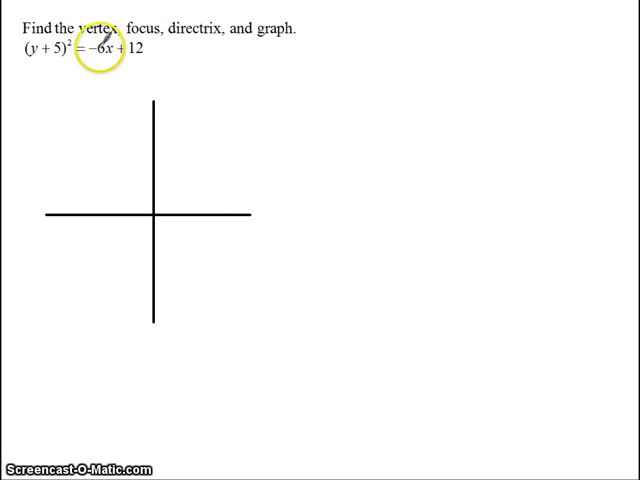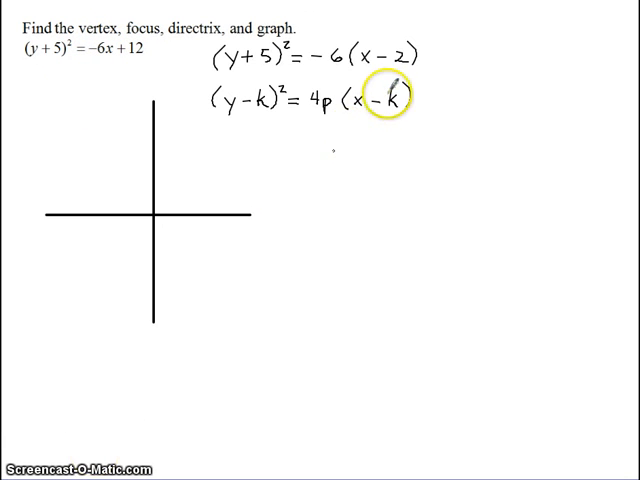In order to make the comparison, first I need to factor out -6. So let's go ahead and do that. So I factored out the -6, and I've written the general form of a parabola on its side right below the equation that we have, so I can make a comparison between the two. I see that my vertex is going to be positive 2, -5. Remember, we take the opposite values there.